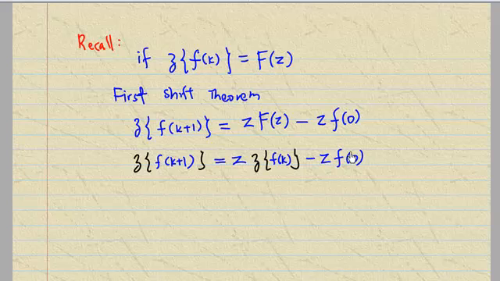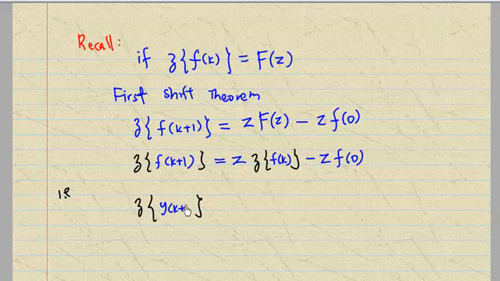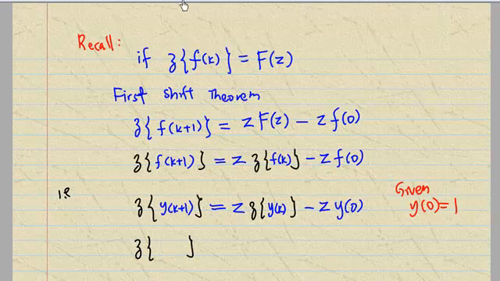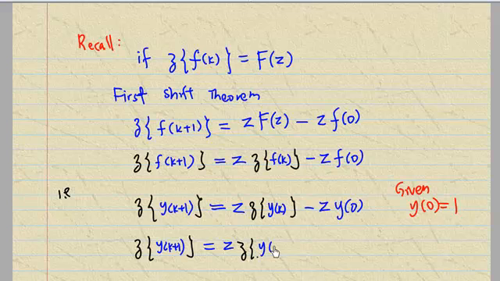Now we apply this to our y k. So that means the Z transform of y k plus 1 is equal to Z times the Z transform of y k minus Z times y at 0. However, we are given that y at 0 is equal to 1. So that means the Z transform of y k plus 1 is equal to Z times the Z transform of y k minus Z.